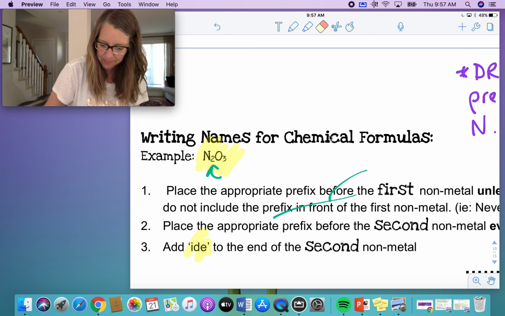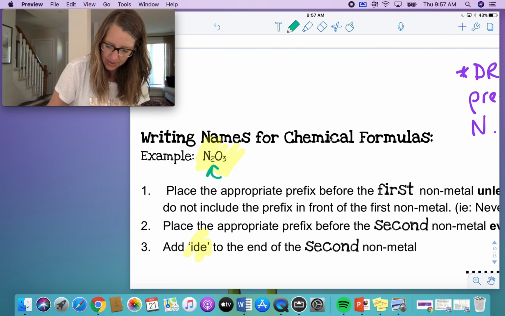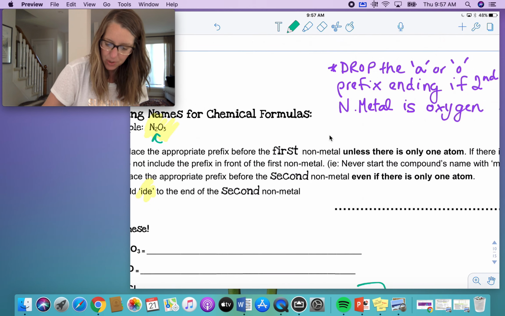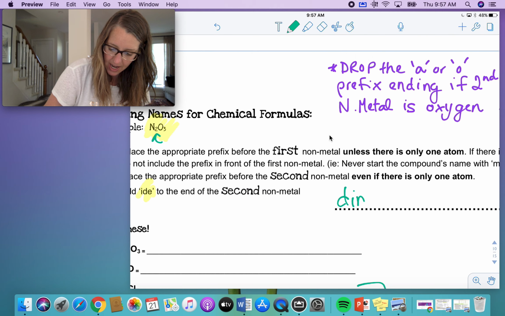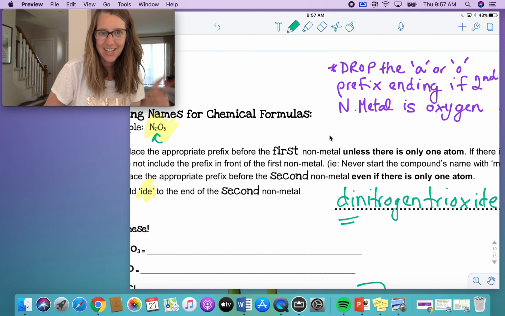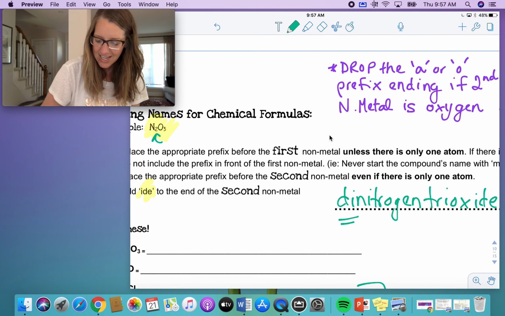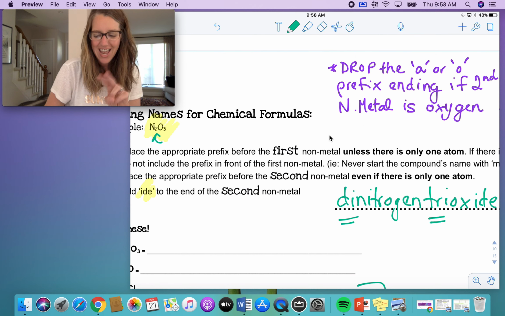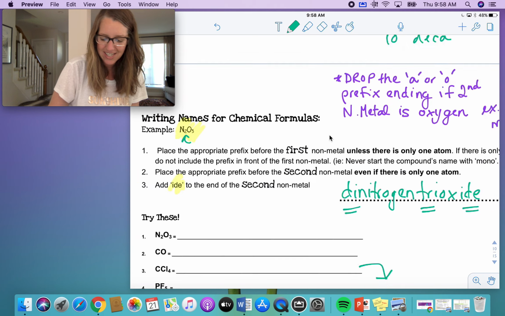Got it. Okay, here we go. So the name for this compound, N2O3, would be dinitrogen trioxide. Do you get it? You need the prefix. That tells you you've got 2 nitrogens. You need the prefix for oxygens, and you change the ending to IDE.